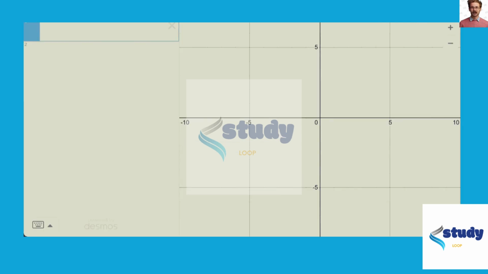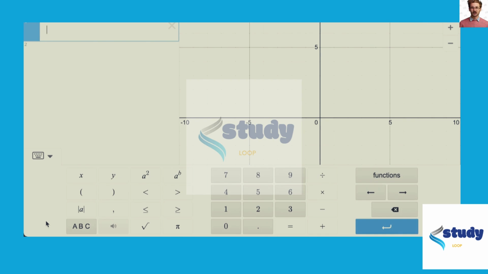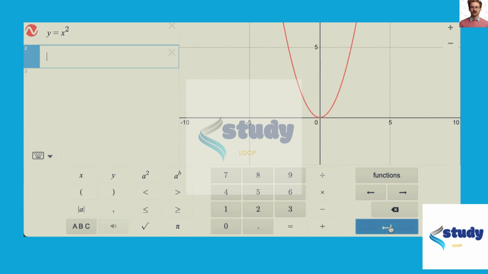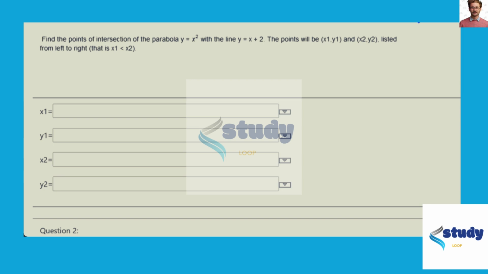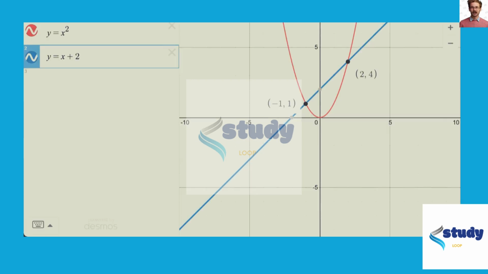If you're able to, one way to answer this question is graphically. So if you were to go to Desmos or your graphing calculator, you are asked to first find the points of intersection of y equals x squared, that parabola, and y equals x plus 2, that linear line. And so the points of intersection are (-1, 1) and (2, 4). You just have to enter them with the smallest x value first. So (-1, 1) and (2, 4).